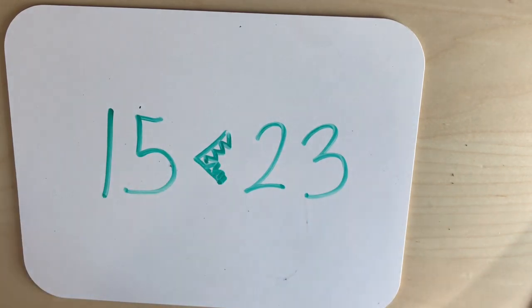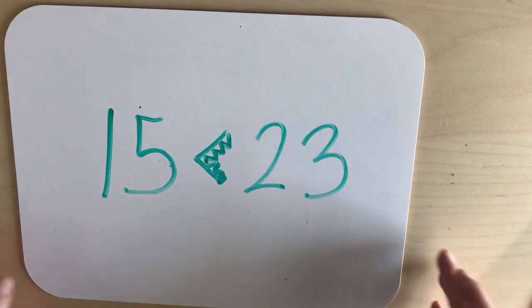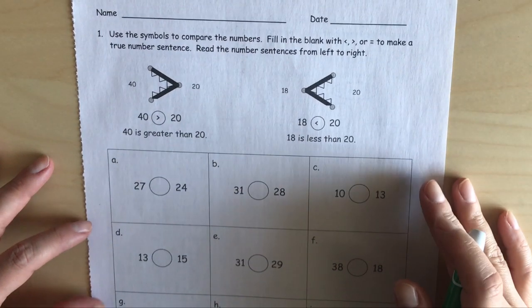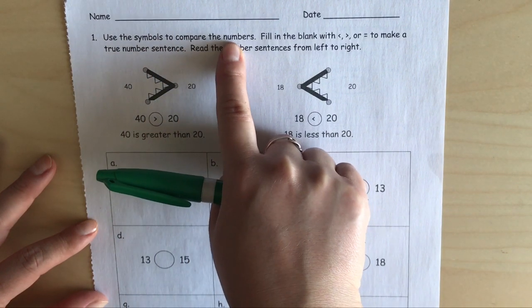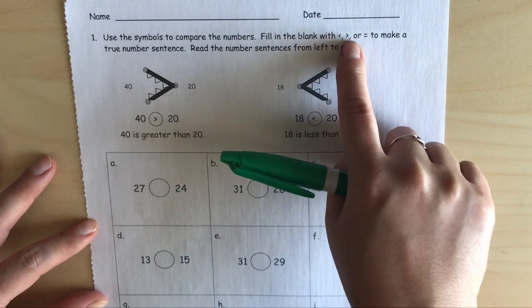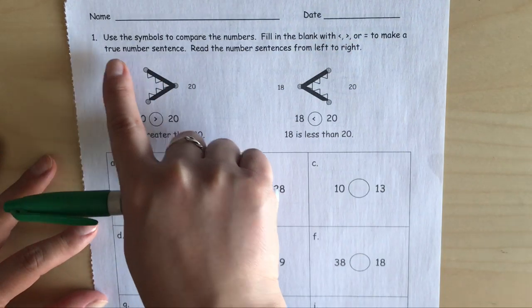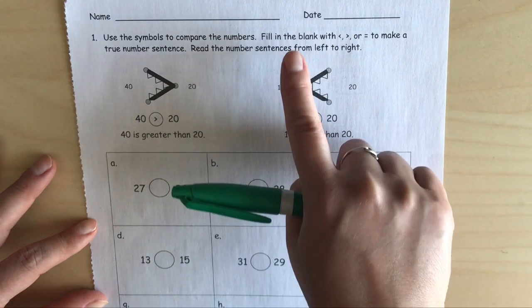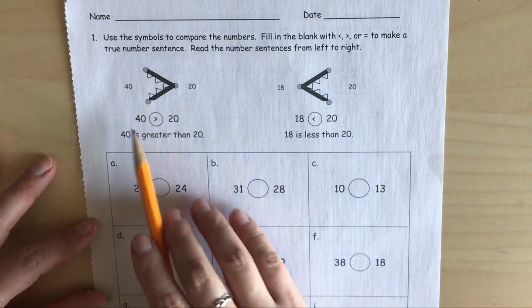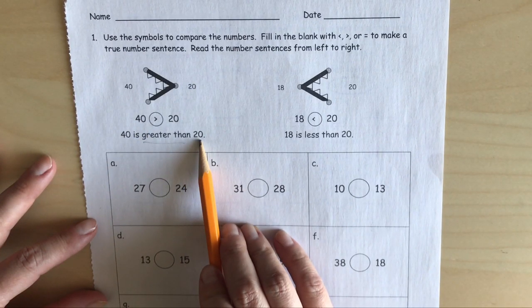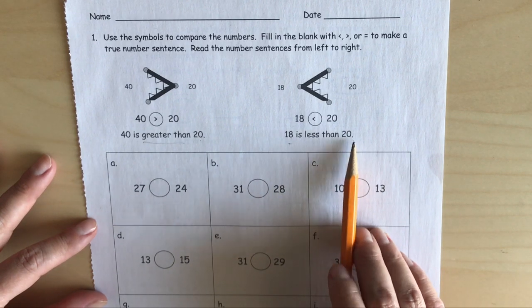Today, for your problem set, you will continue working with our symbols and comparing two different quantities. Let's go to our problem set and do a couple problems together before you do them on your own. Ready? Here's the first problem. Use the symbols to compare the numbers. Fill in the blank with less than, greater than, or equal to make a true number sentence. Read the number sentences from left to right. Very important. And they give you some examples here. 40 is greater than 20. 18 is less than 20.